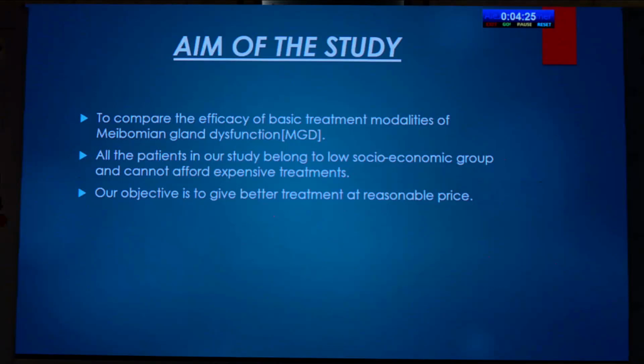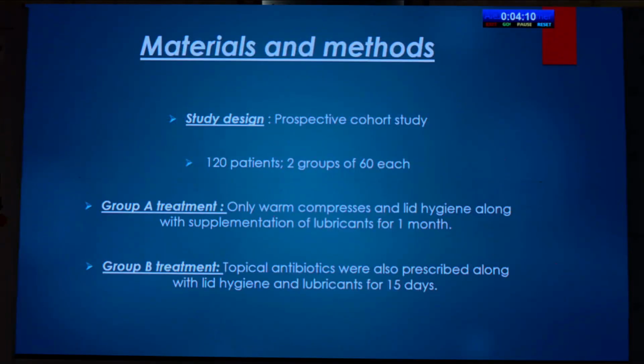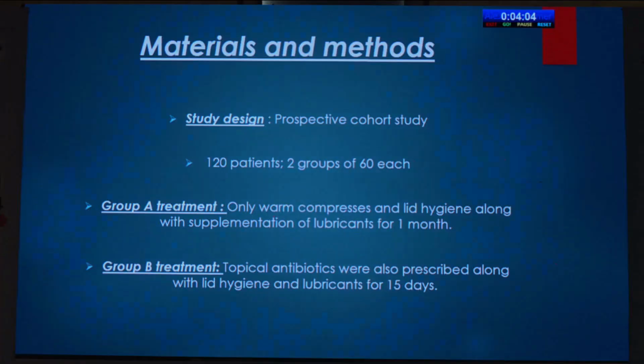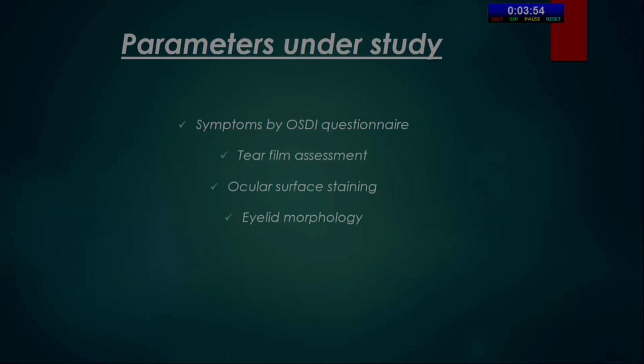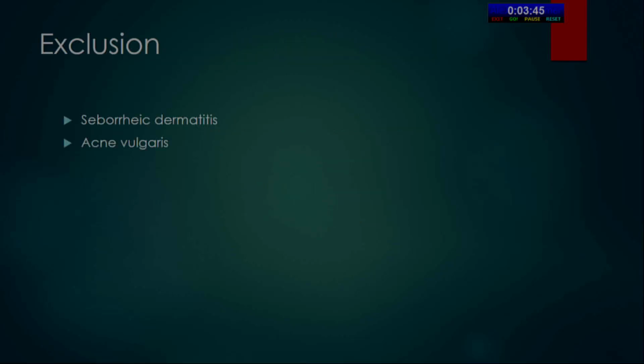The aim of our study is to compare the efficacy of basic treatment modalities of meibomian gland dysfunction. All the patients in our study belong to lower socioeconomic group and cannot afford expensive treatments. Our objective is to give better treatment at reasonable price. So it's a prospective cohort study with 120 patients, 2 groups of 60 each. In the first group, we have given only warm compressions and lid hygiene along with supplementation of lubricants for 1 month. Whereas in group B, along with these, topical antibiotics were also included. These are the parameters under study: symptoms by OSDI questionnaire, tear film assessment, ocular surface staining, and eyelid morphology. We have excluded patients with seborrheic dermatitis and acne vulgaris.